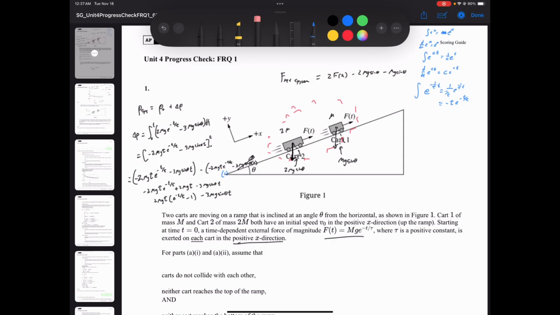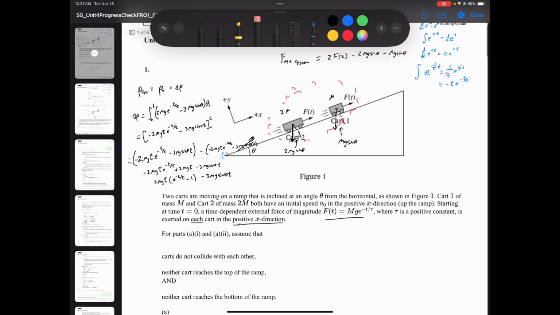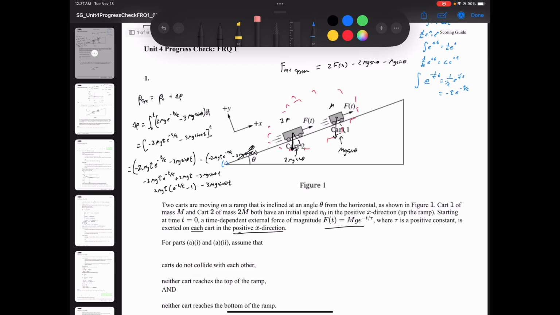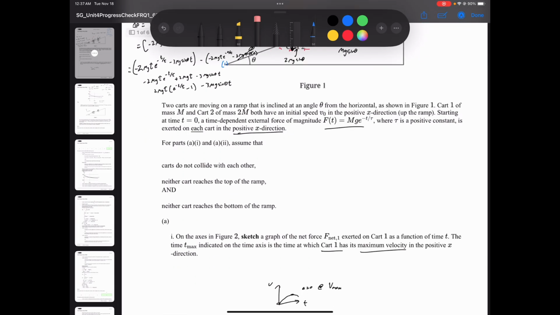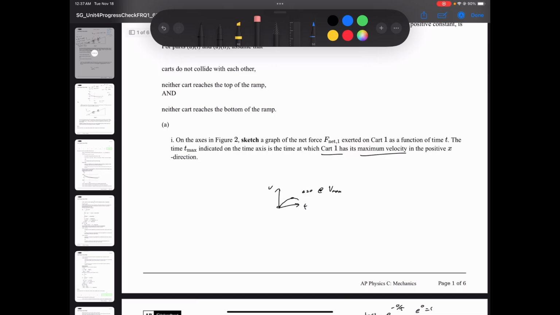Alrighty, so here I'm going to be going over the progress check FRQs. I started going over them, but then the initial video kind of messed up. So anyways, I already started the very first one. So let's review part A.